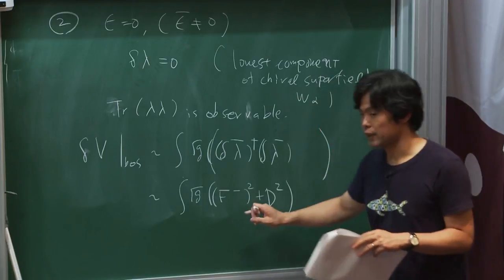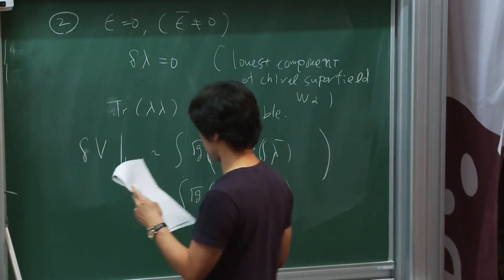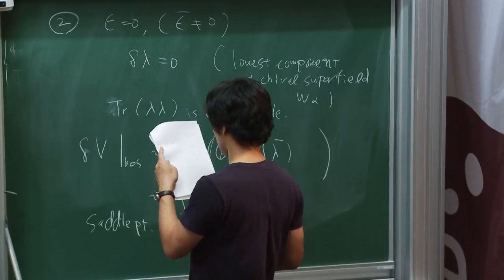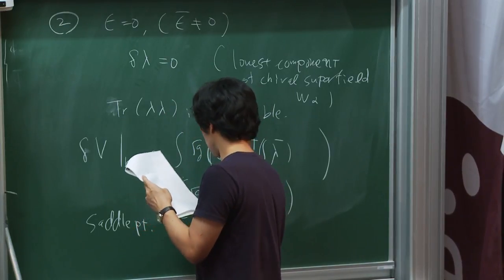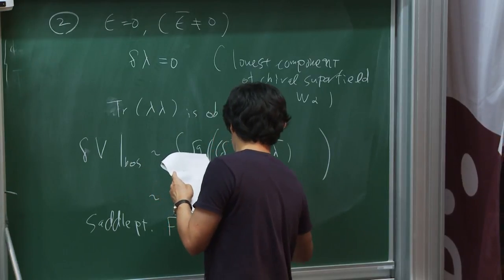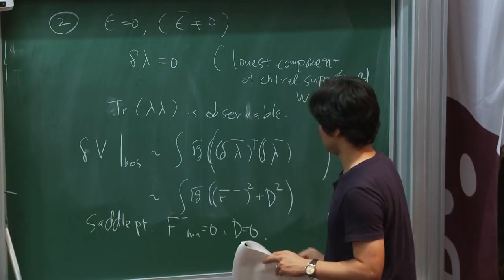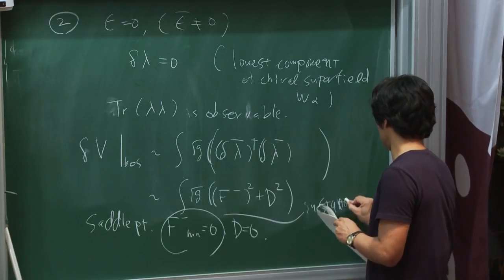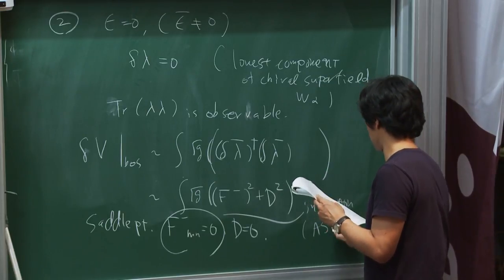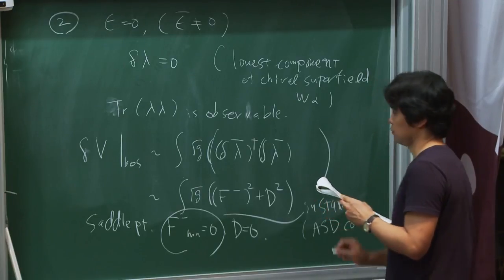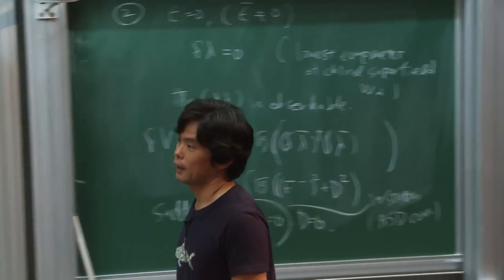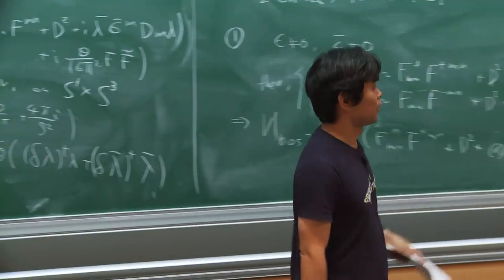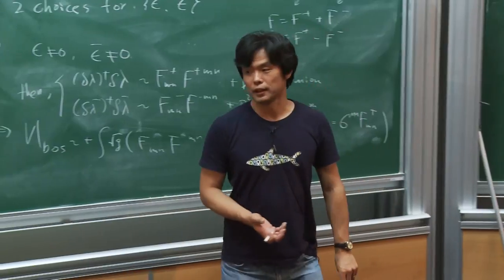So this includes only the F minus squared. So the saddle point is F minus equals zero, so this is an instanton or ASD connection. Okay, so in this case, the localization saddle point is not just a vacuum, but we need to include the ASD connection on S1 cross S3.